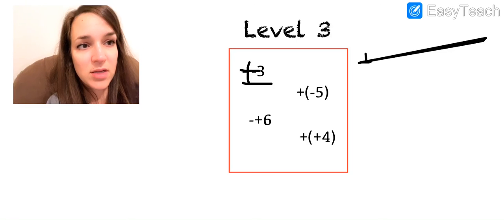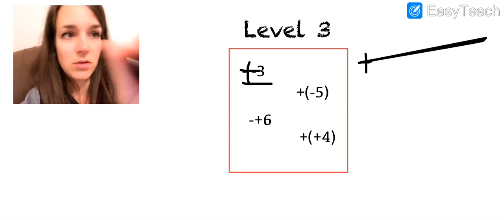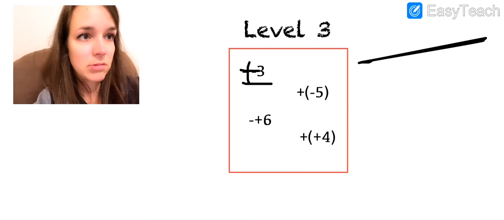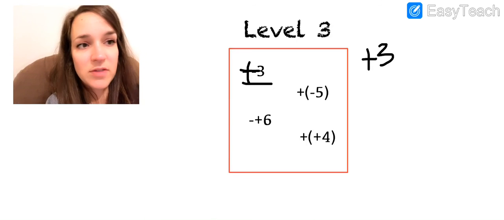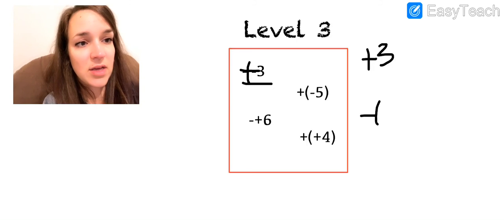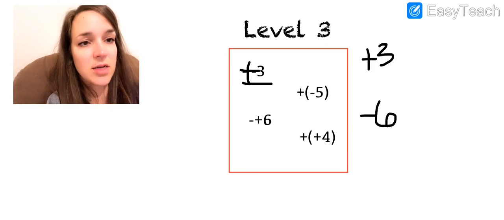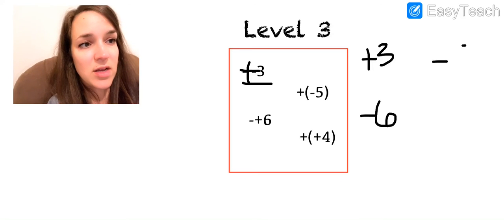So we got a positive 3. Oh, I hate when I do that. Sorry. Okay. So we've got a positive 3 and then negative positive 6. So those are different, opposite signs. So that's going to end up being a negative 6. Okay. Anytime they're opposite, it's still negative. So positive negative 5, that's going to be a negative 5.